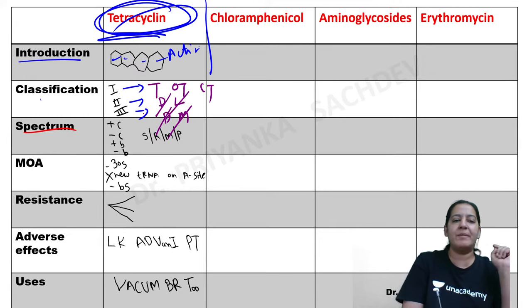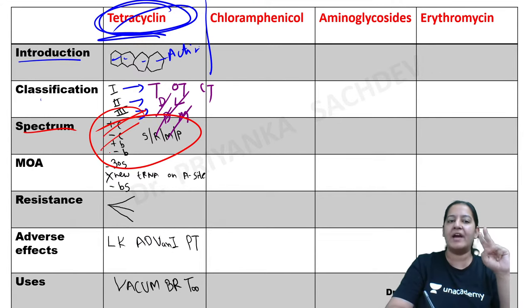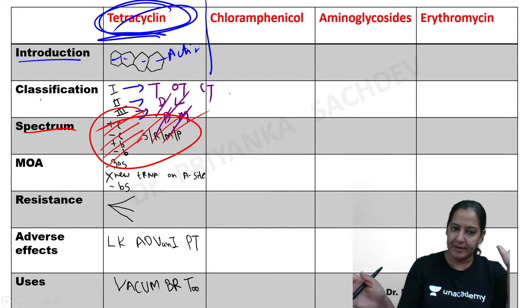Coming to the spectrum, it is broad spectrum, against everything: gram-positive cocci, gram-negative cocci, gram-positive bacilli, gram-negative bacilli, spirochetes, rickettsia, mycoplasma, everything.